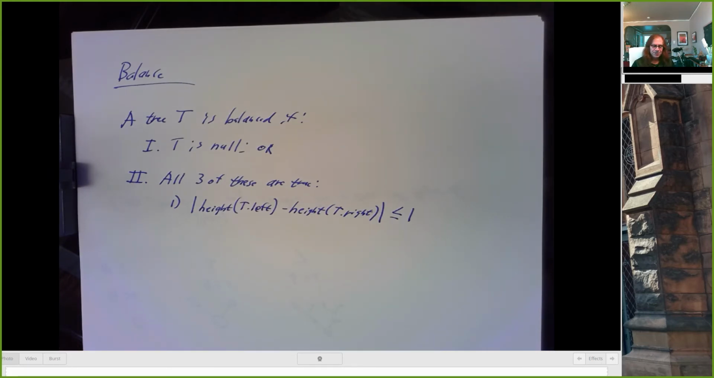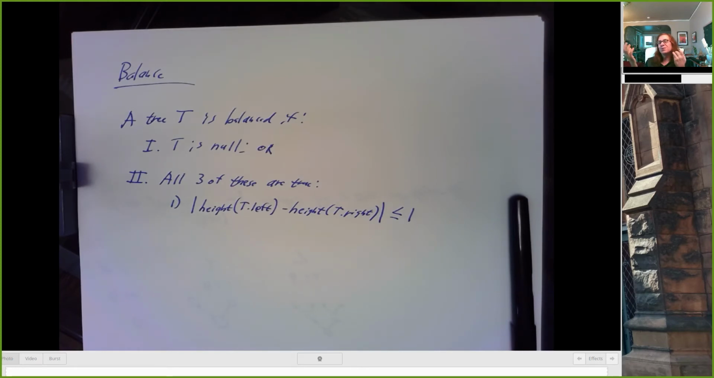So the first of our 3 requirements is, if you look at the tree as 2 subtrees connected to the root, they have to have similar heights. They can be a little bit off. They can be off by as much as 1.